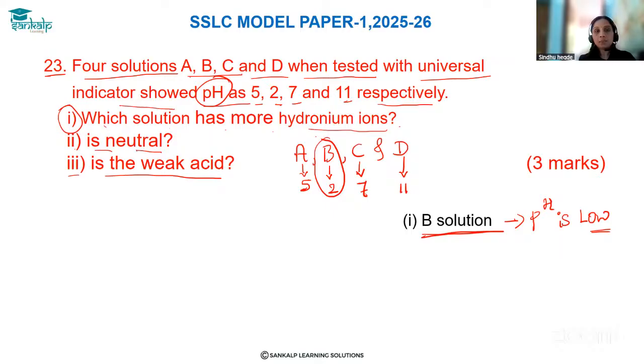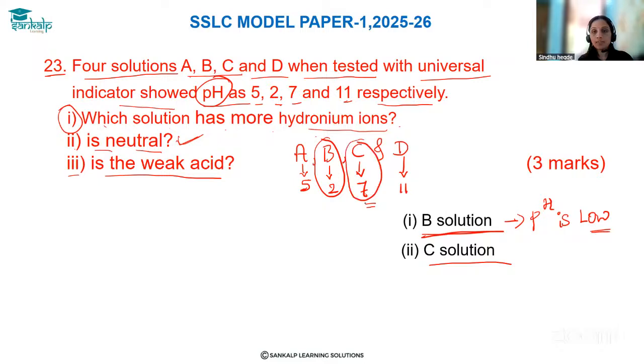Then second one, which is neutral? Among solutions A, B, C and D, which solution is neutral? How to tell which one is neutral? This also depends on the pH value. The solution having pH value exactly 7 is neutral. So the solution having exact pH value 7 is considered as neutral. So the answer is solution C.